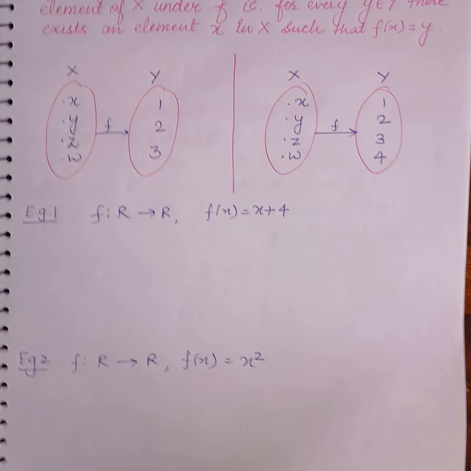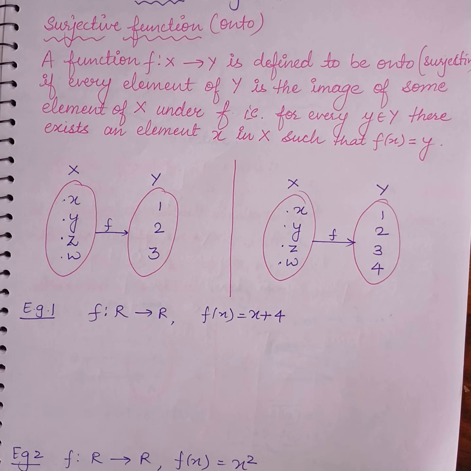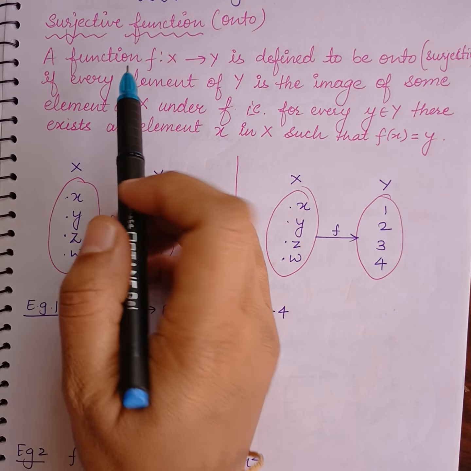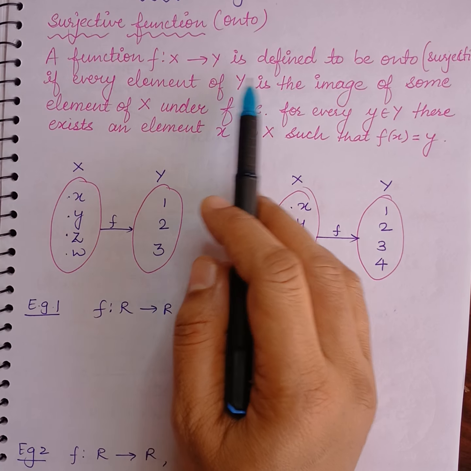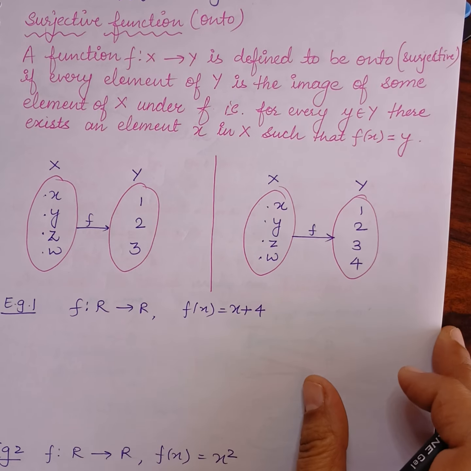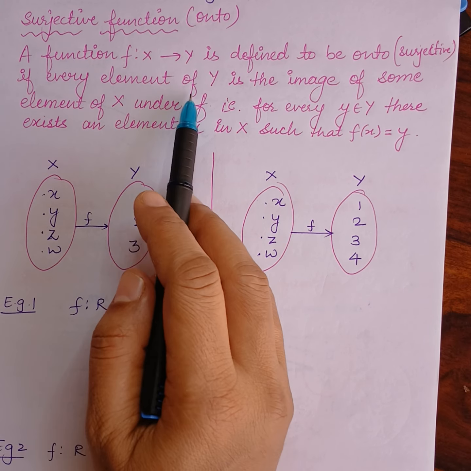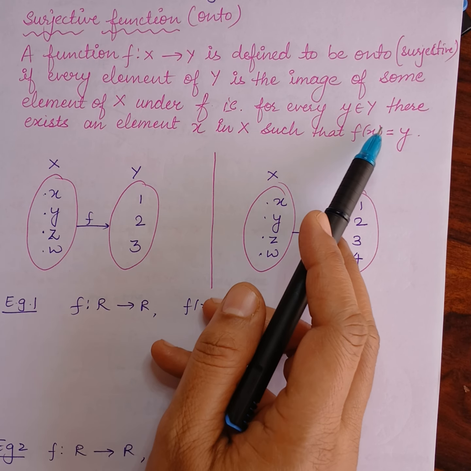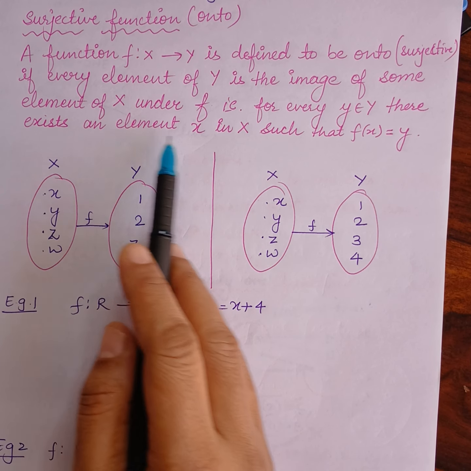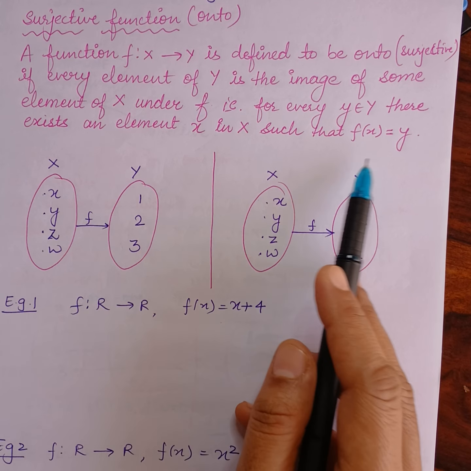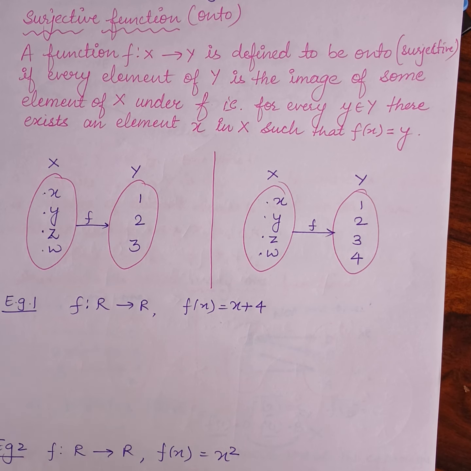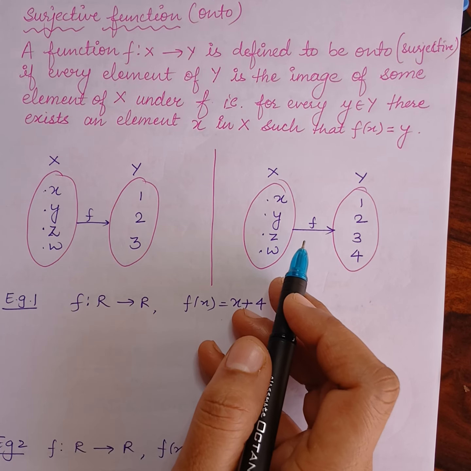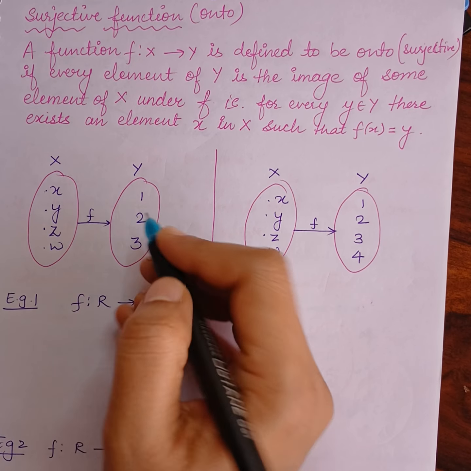Now let us look into the onto function, the surjective function. A function f from X to Y is defined to be onto or surjective if every element of Y is the image of some element of X under f. That is, for every y belongs to Y, there exists an element x in X such that f(x) is equal to y. So in simple terms, with the help of the diagram, we will understand what is an onto function.